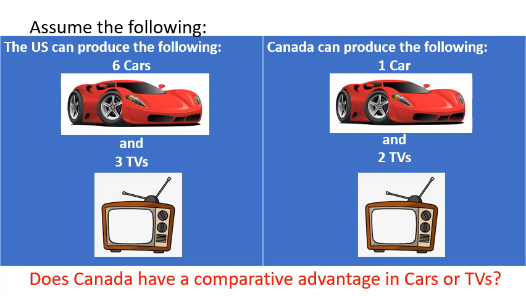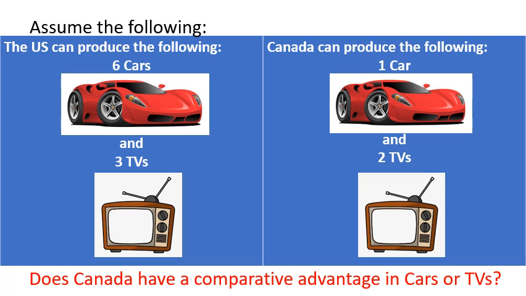All right, so we know that the United States has a comparative advantage in producing cars. But does Canada have a comparative advantage in cars or TVs? I can tell you that the answer is going to be TVs, because we eliminated cars on the previous slide. We know that the United States has a comparative advantage in cars, so Canada cannot have it. If the US has the comparative advantage in cars, it has to be Canada that has the comparative advantage in TVs. That's the only option left.